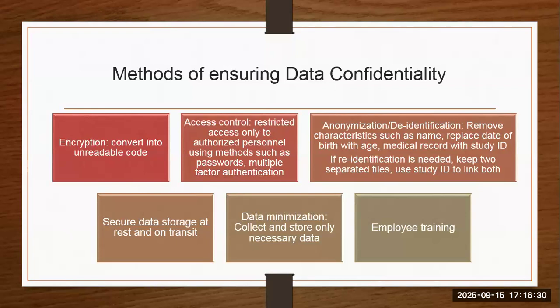Encryption, where you convert data into unreadable codes. Access control, where you restrict access only to authorized personnel using methods such as passwords and multiple factor identification like two-step identification. You can also anonymize your data, where you remove characteristics such as names and replace them with other things that may not be easily identifiable by other people. So you can secure data storage at rest and also in transit. You can also minimize your data and collect and store only necessary data, so you don't need to collect all the information. Then of course you have to train your research assistants on how to safeguard this integrity.